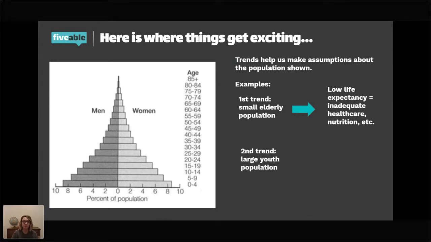So then we have our second trend. First, we identified our minimum amount of people, which was our elderly. Now we identify where the majority of our people are. That is our youth population. If we have a large youth population, we can assume that we have a high CBR. And typically high CBR is because of a lack of family planning.